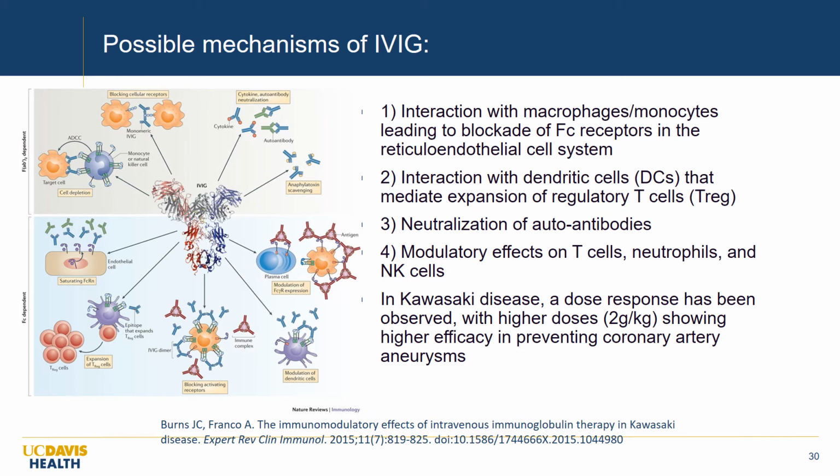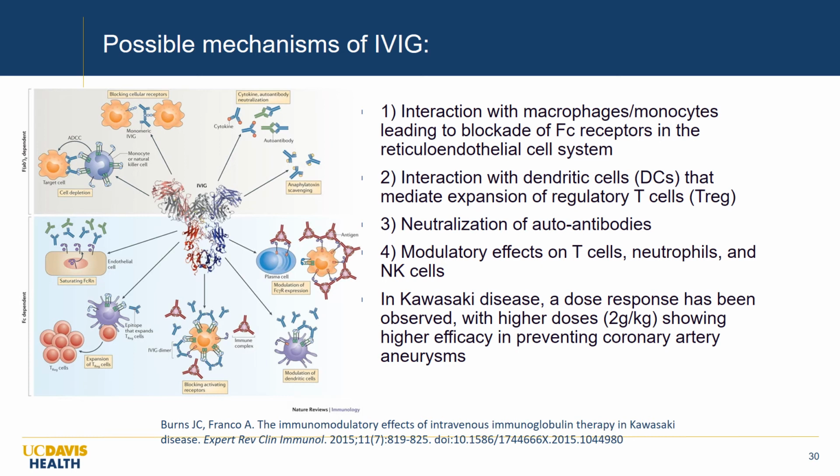It can also downregulate dendritic cells, so they then don't go and activate regulatory T cells, which can propagate the immune response. It can bind to and directly neutralize antibodies that have been produced that then attack the self. It can have other modulatory effects on a wide variety of different types of immune cells.